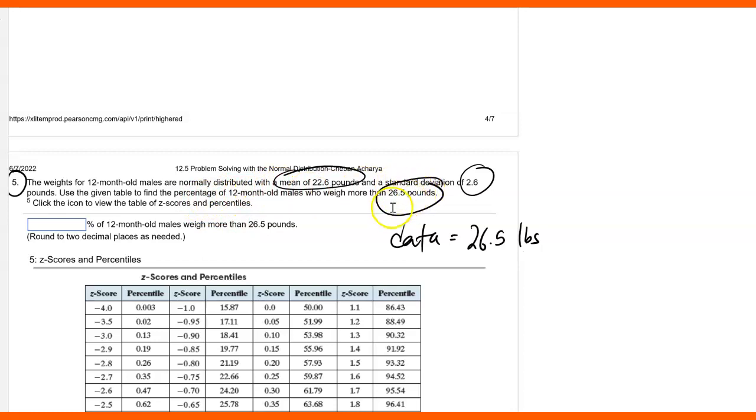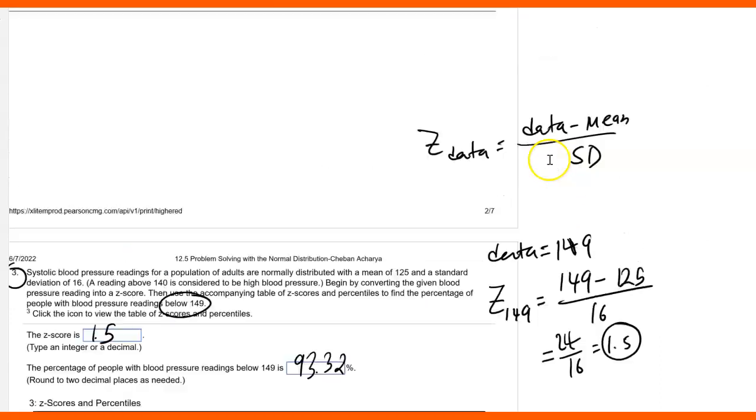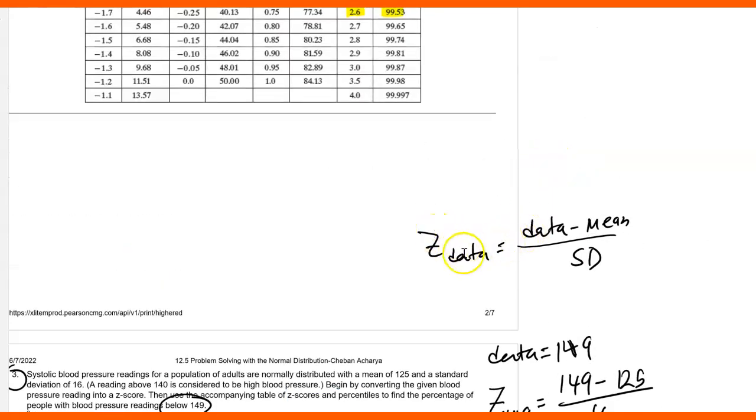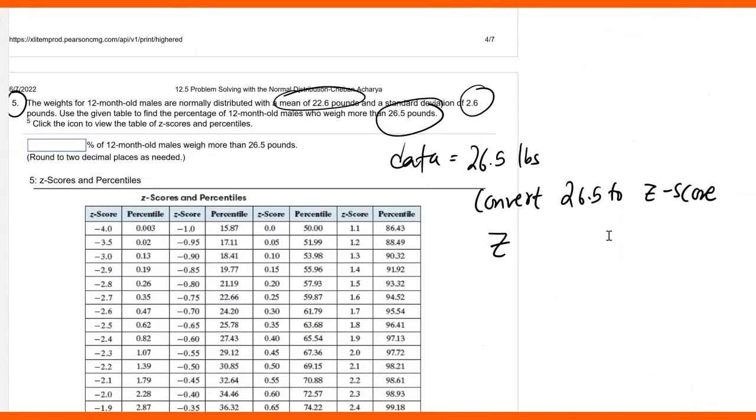To do that, first you need to convert 26.5 pounds to a z-score. Again, we did that before. We have the formula here: the z-score for the data is the data minus the mean, divided by the standard deviation. I'm going to use that.